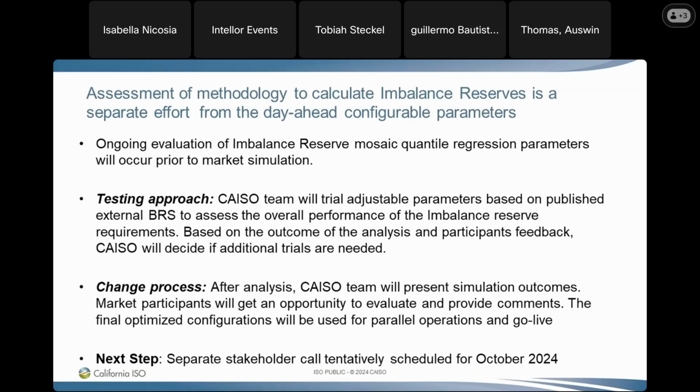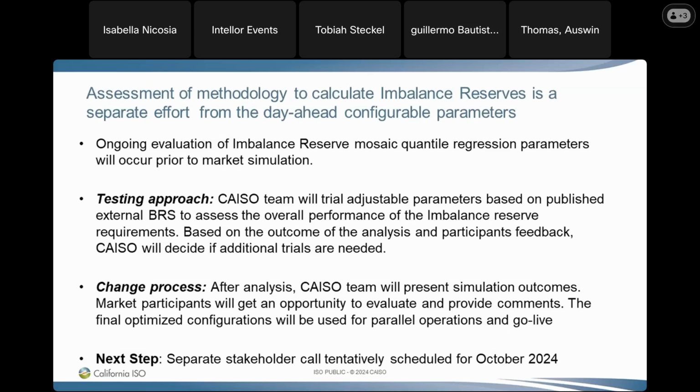So with that, the broad testing approach that we're going to be taking is within the specified parameters in the external BRS that we can configure for the actual calculation of the imbalance reserve requirement. We're going to be basically trialing that in reference to the initially specified parameters that are in the BRS, and based on the outcome and participant feedback, we'll decide whether or not additional trials are needed. And essentially the outcome of this is to show all these, and then to have this final optimized configuration prior to parallel operations and go live.